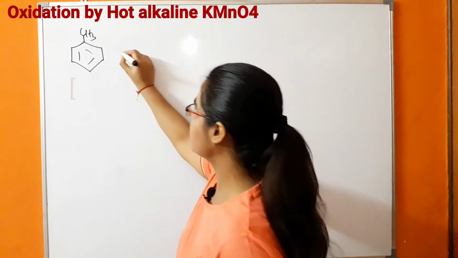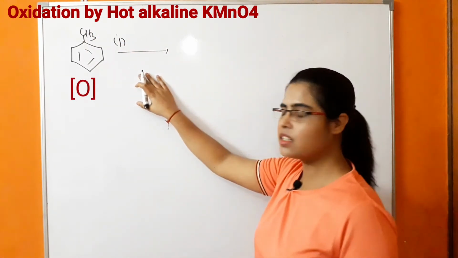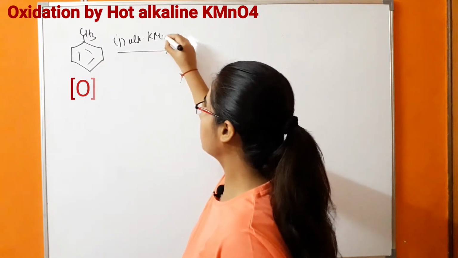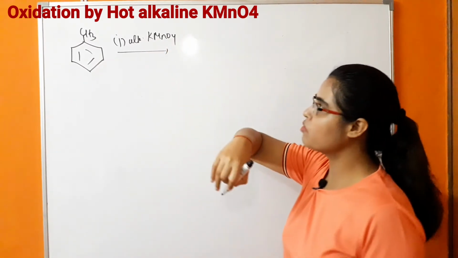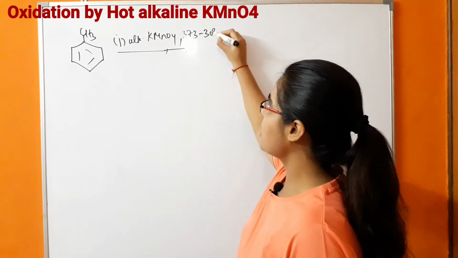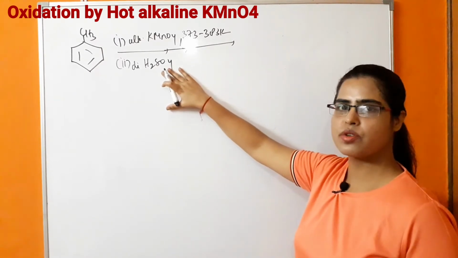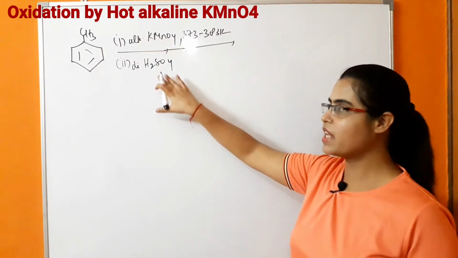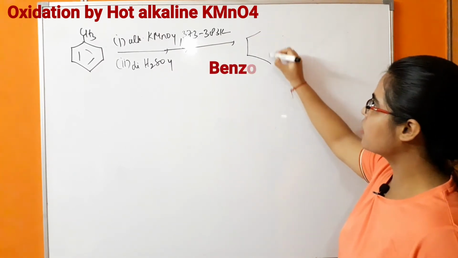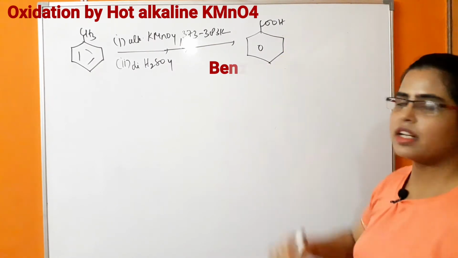So what is happening in this case? First this compound will react with hot alkaline KMnO4, and the temperature of the reaction is 373 to 383 Kelvin. Further, acidic hydrolysis of this compound will take place in the presence of dilute H2SO4. So the final product which will be obtained is benzoic acid.